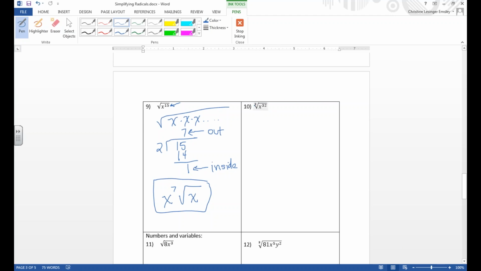This time we have the cube root of x to the 32nd. So we want to know how many groups of 3 are there in 32. Again, we can just do a quick little division here. 10 groups of 3 and 2 left over means that we have x to the 10th on the outside, and x squared has to stay in. Don't forget the index stays the same when we simplify.